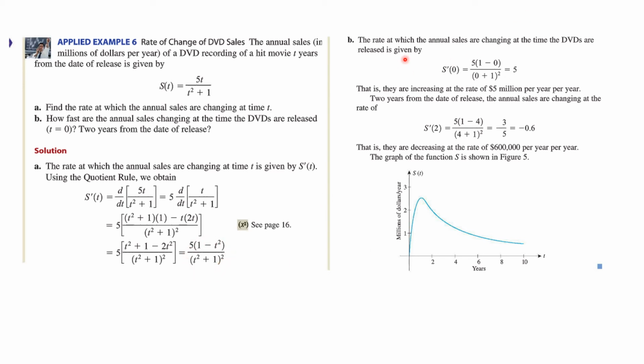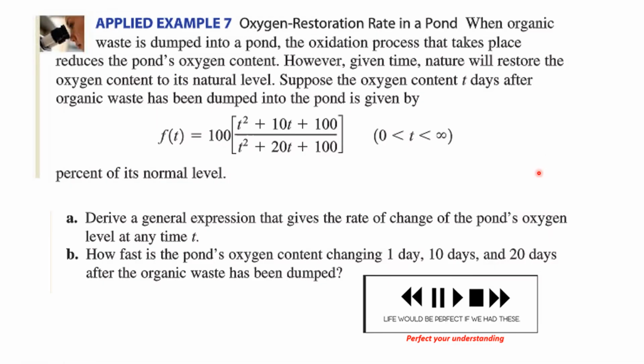Part B. And of course the derivative is the rate of change, but now we're plugging in numbers, so if you put t equal to 0, you get $5 million per year, and if you put in 2, it is minus $600,000 per year is the rate of decrease.